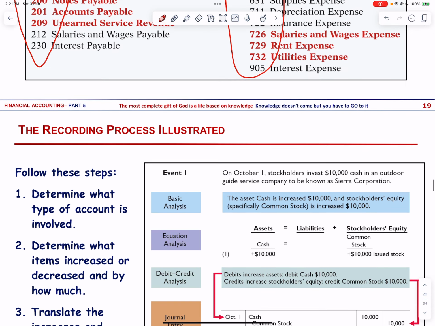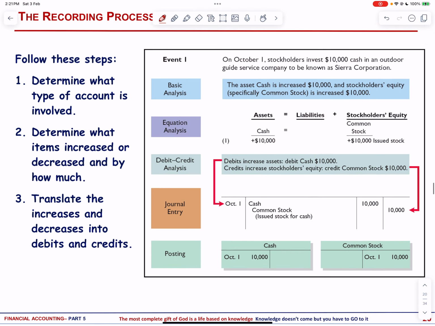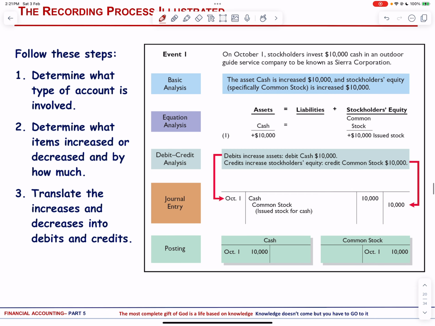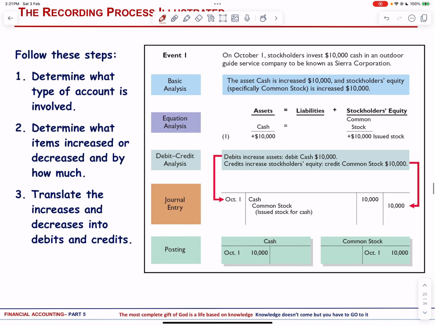So next, we again go with the same journal entries and the accounting transactions that we have used in videos number 1 and 2 on accounting information system. These 4 components we have already discussed in the previous video, and now we are going to post this information.